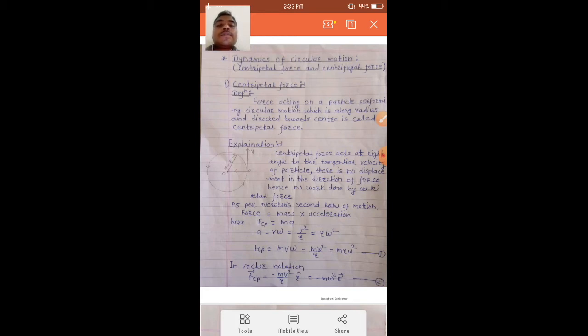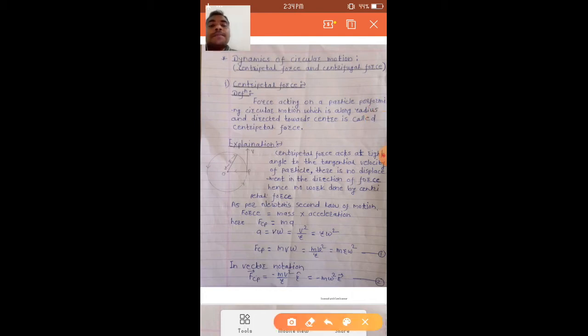First, we can discuss centripetal force. Definition of centripetal force: force acting on a particle performing circular motion which is along the radius and directed toward the center is called centripetal force.